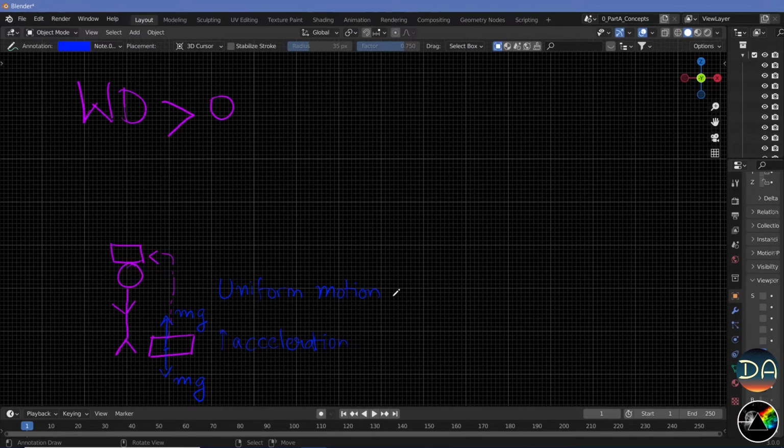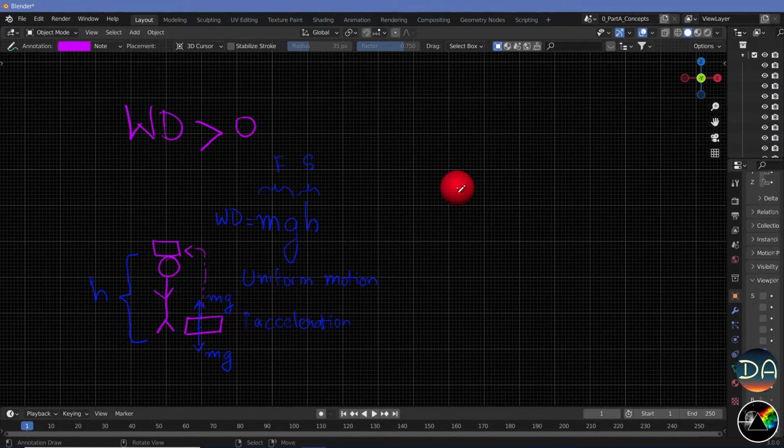So we're assuming that he's lifting it with absolutely uniform motion, and that's why the force is going to be equal to the weight, and he's going to move that to a distance of h, and therefore the work done is going to be mgh, which is the force times the displacement.